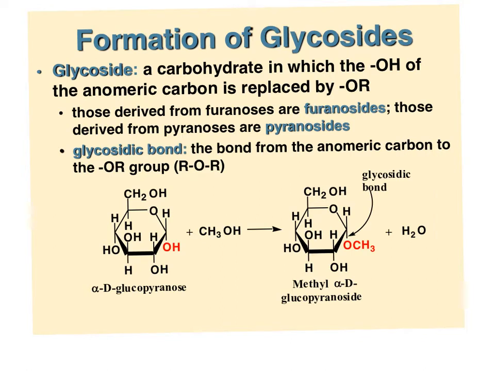Then, for more vocabulary, if it was originally a furanose, it's called a furanoside. If it was originally a pyranose, it's called a pyranoside. Remember, furanoses were 5-membered ring sugars. Pyranoses were 6-membered ring sugars. That is a mouthful.